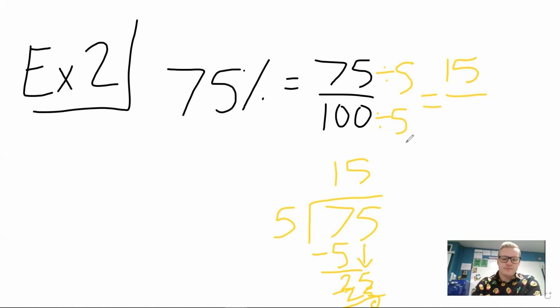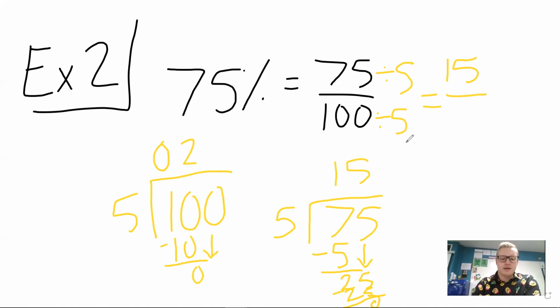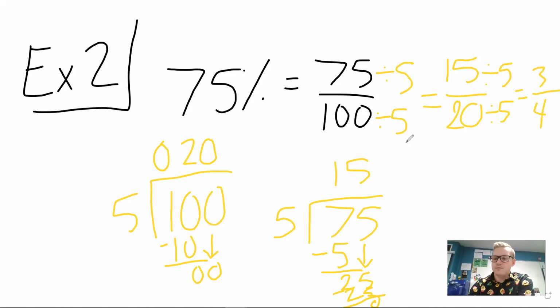100 divided by 5. 5 goes into 1 0 times. 5 goes into 10 twice. And then 5 goes into 0 0 times. So I have 15 over 20. Now, I know I can reduce this one more time because both numbers, 15 and 20, end in either 5 or 0. So that means they're both divisible by 5. So we'll divide both by 5. 15 divided by 5 is 3. 20 divided by 5 is 4. So 3/4 would be my answer for this one.